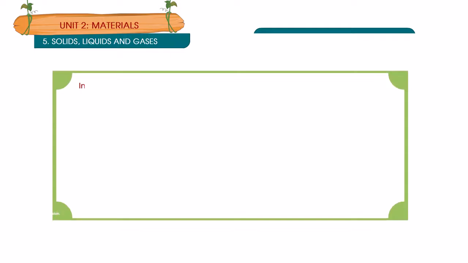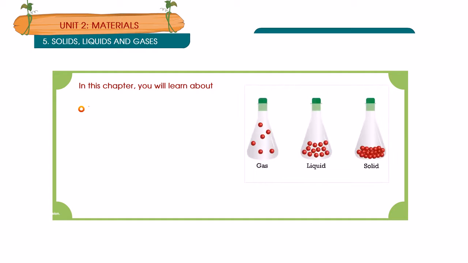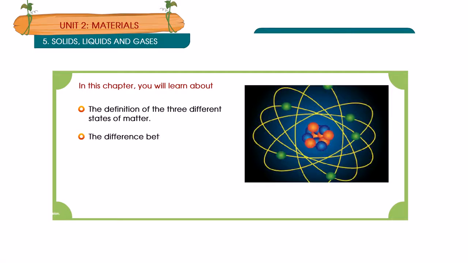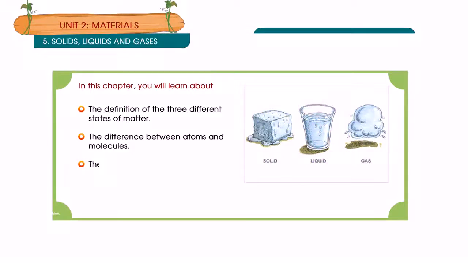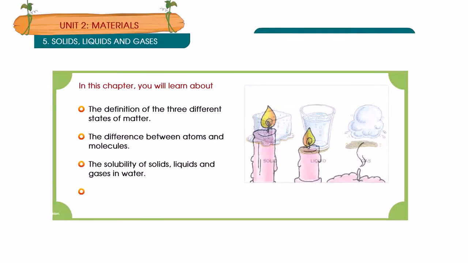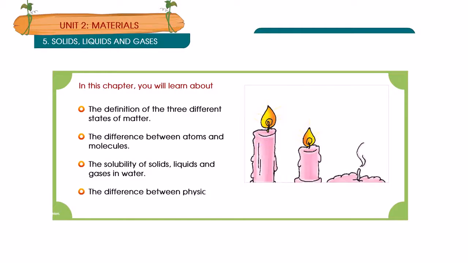5. Solids, liquids, and gases. In this chapter, you will learn about the definition of the three different states of matter, the difference between atoms and molecules, the solubility of solids, liquids, and gases in water, the difference between physical changes and chemical changes.